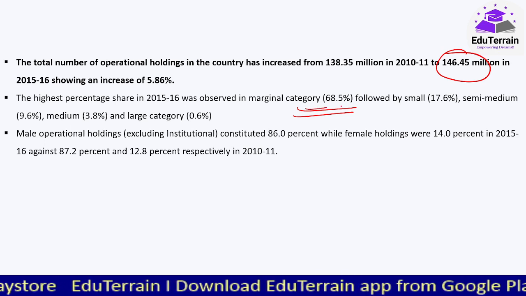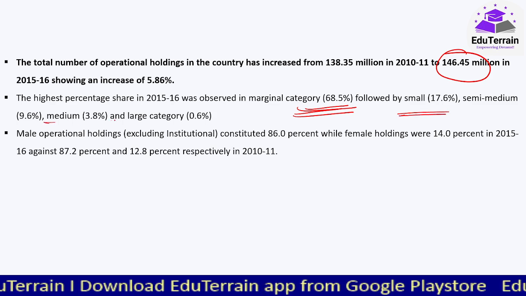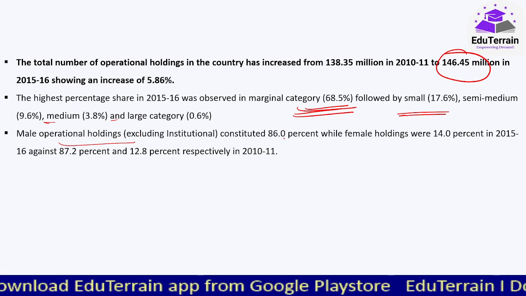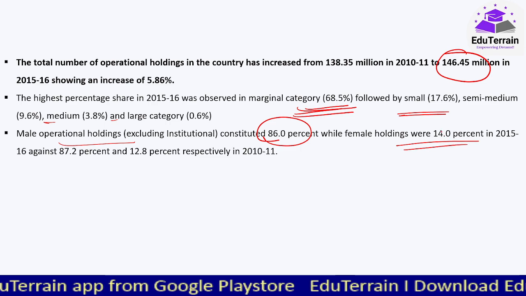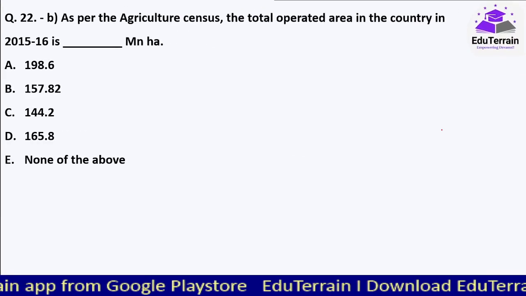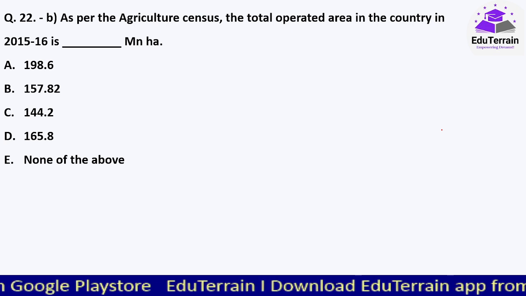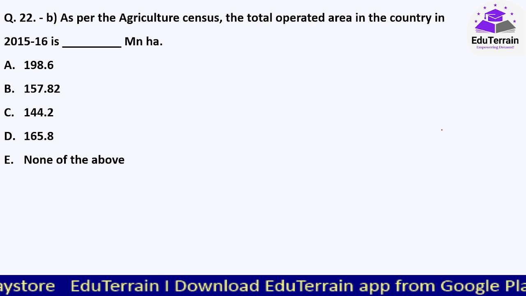So here marginal category से 68.5%. After that small, after that semi medium and all that. And male operational holdings excluding the institutional constituent 86%, while the female holdings were only 14%. Okay. Now, as per the agriculture census, the total operated area in the country is how much? पहले था नंबर ऑफ ऑपरेशनल होल्डिंग्स, that is कितने फार्मर्स होल्ड कर रहे हैं.